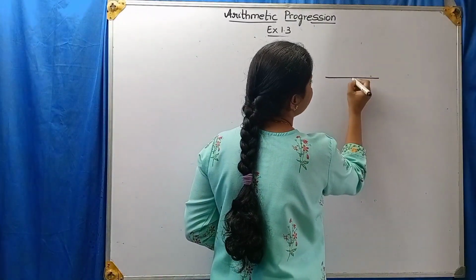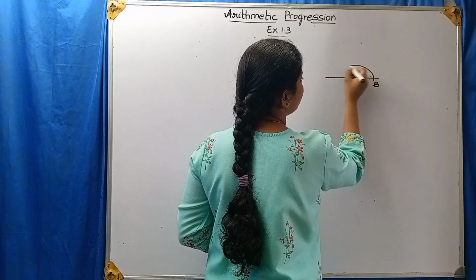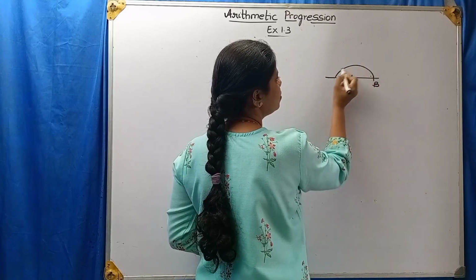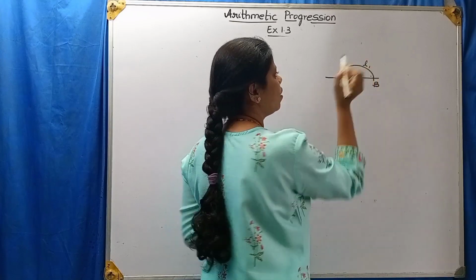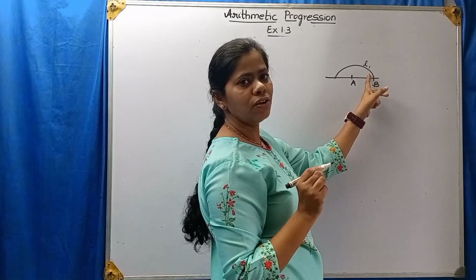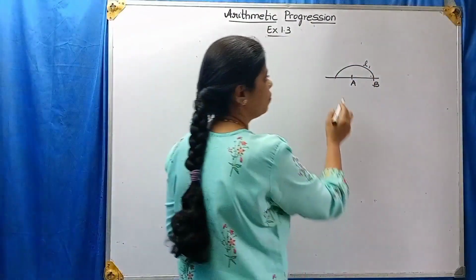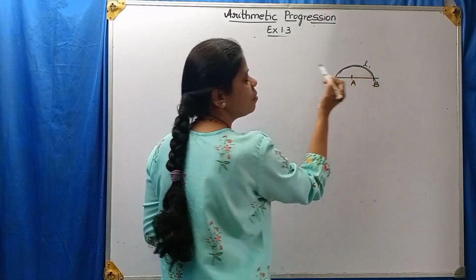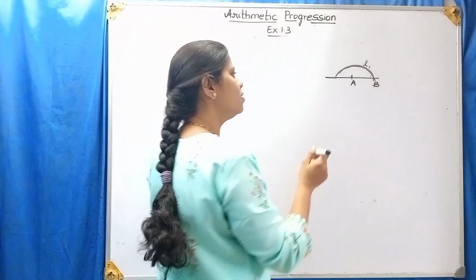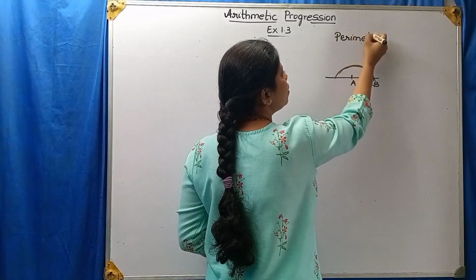Now look at this. We know that it is a semicircle, right? Then it is L1. How do we find the length of a semicircle? We know the formula. The length of a semicircle is nothing but the perimeter of a semicircle, isn't it? What is the formula to find the perimeter of a semicircle?